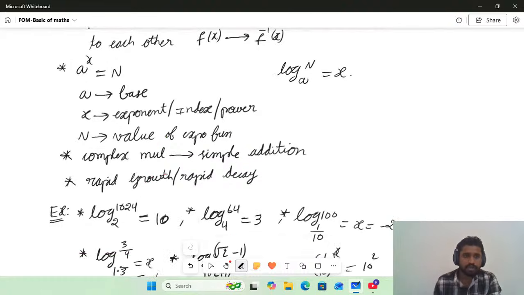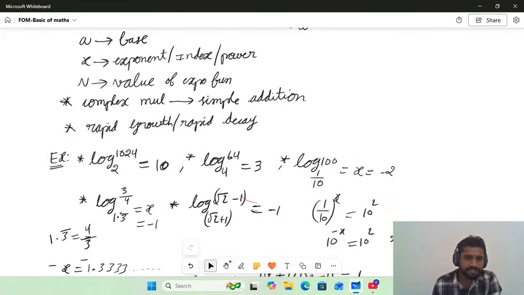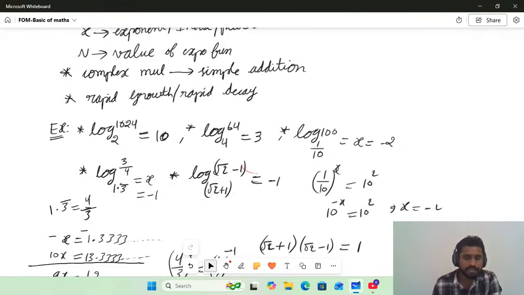So what will logarithm do? Logarithm will convert complex multiplications to simple additions. Wherever there are rapid growth or rapid decay applications, we use logarithm. For example, rapid growth and rapid decay of bacteria. In that scenario we use the concept of logarithm, for calculating at what rate the bacteria is growing and at what rate it is decreasing.